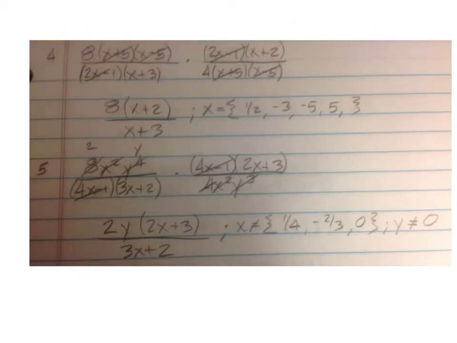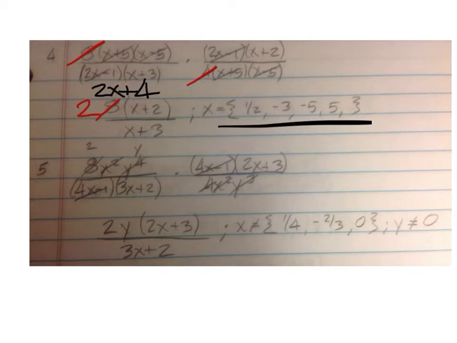Alright, number 4, this one needs to be changed just a little bit because you have an 8 over 4 in here as well, so that would make that a 2 in the final answer. So you should have 2 times the quantity x plus 2 over x plus 3, or you could also have 2x plus 4 on top over x plus 3. And the values are a half, negative 3, negative 5, and 5.